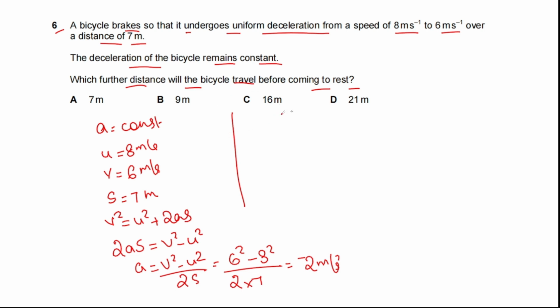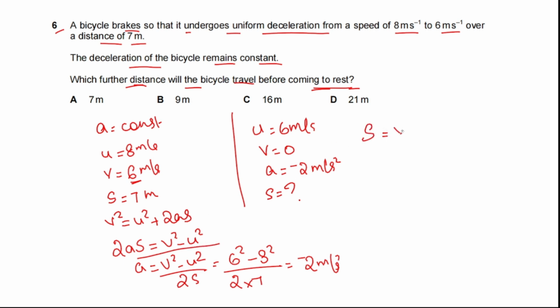Then after that, it will be moving with the speed. The initial speed will be 6 meter per second because it's decelerated to 6 meter per second, and the final velocity is 0 because it comes to rest. So the acceleration will be negative 2 meter per second square. So here you have to find out the distance, which is s. So again you can use the same formula, but you have to rearrange this one to get the distance. So it will be v square minus u square divided by 2a. So substituting the values as 0 square minus 6 square divided by 2 times minus 2. So after calculation, you will be getting it as 9 meters, which is option B.